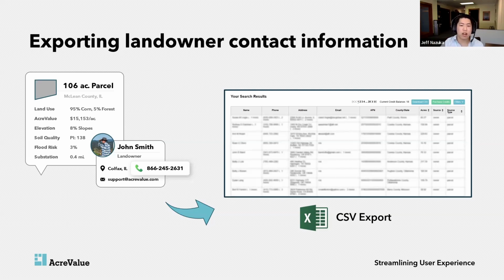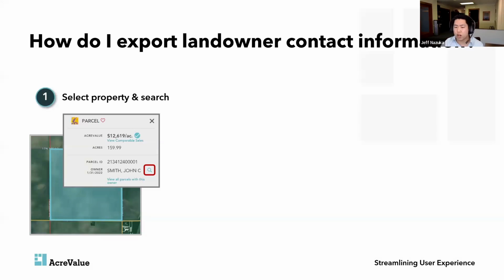So how do we do that? How do we export landowner contact information? So to get started with finding and exporting that info, we'll start by selecting a parcel on the AcreValue map.